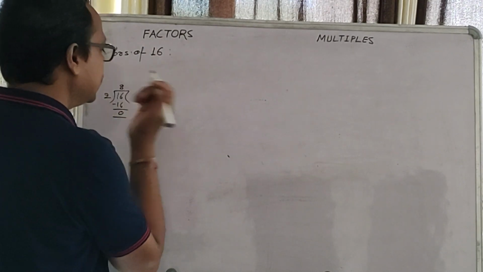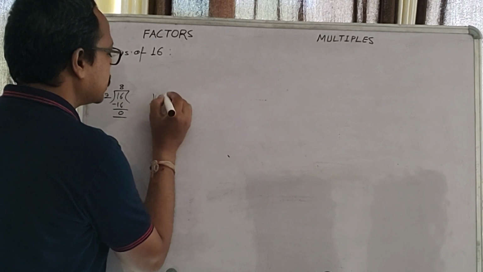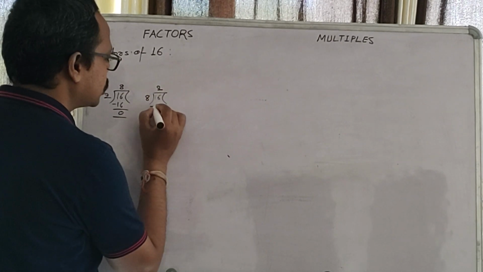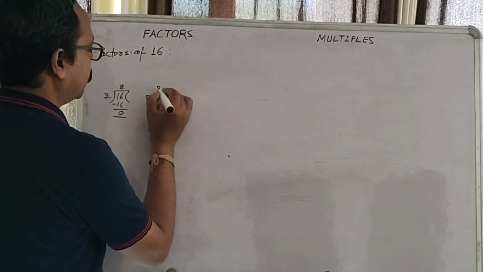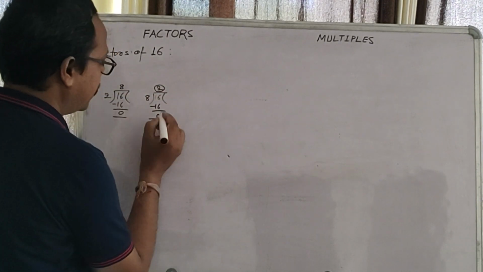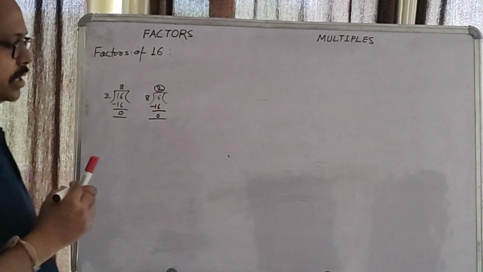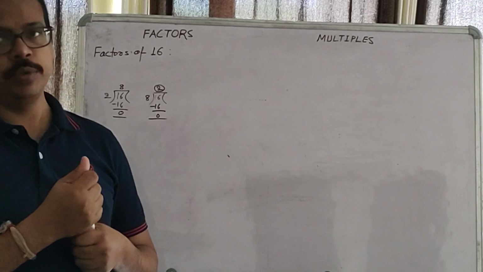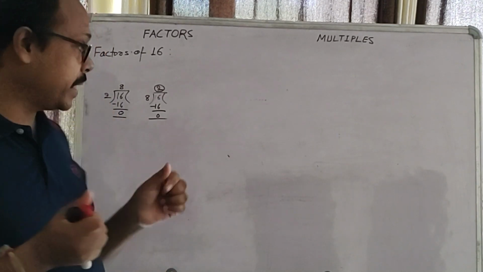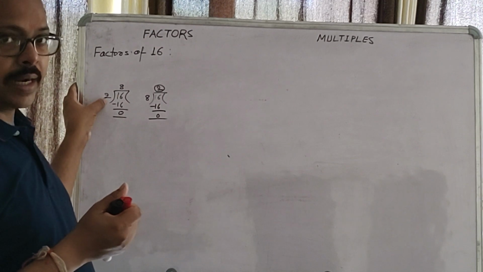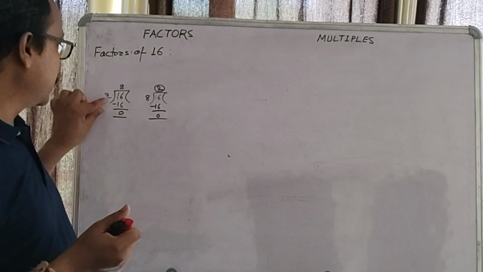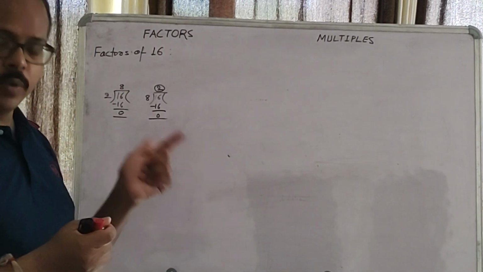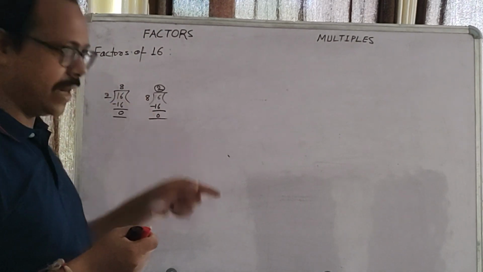Is 8 a factor of 16? Let us check. Yes, it is also divisible by 8 because 8 2s are 16. So we are again getting a quotient and remainder 0. The condition for getting factors is that a given number should be divisible by the factor and the remainder should be 0, right? So if it is divisible by 2, quotient is 8, the same number must be divisible by 8 as well, right?